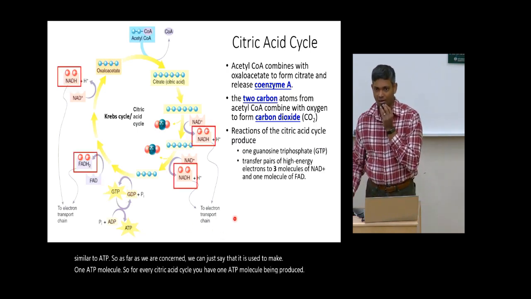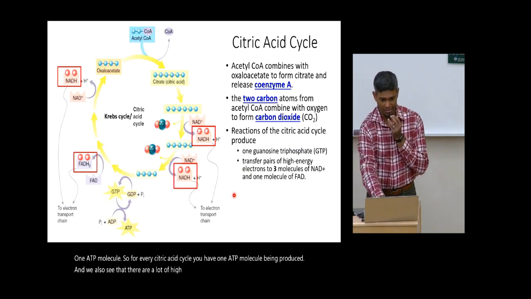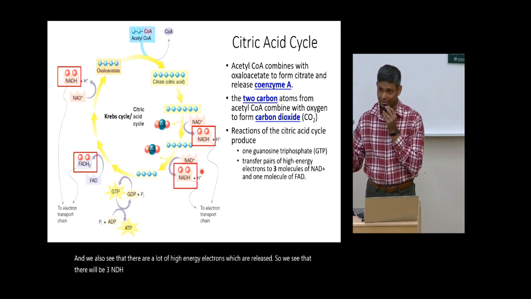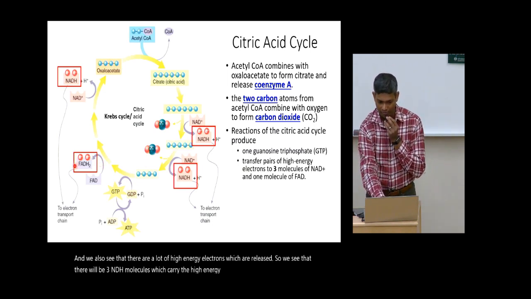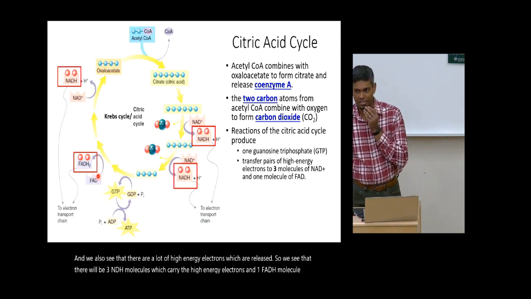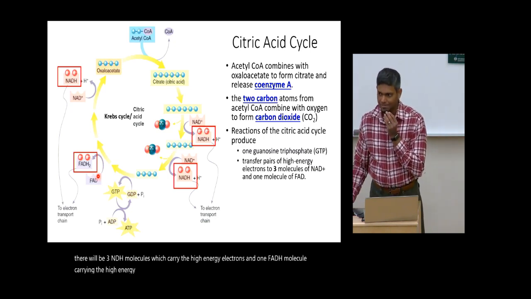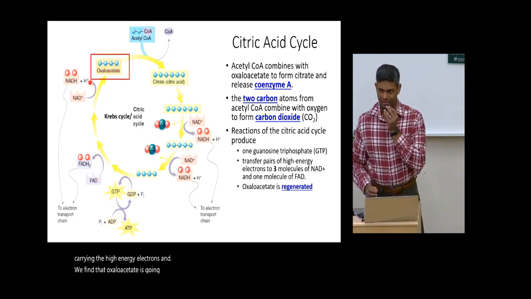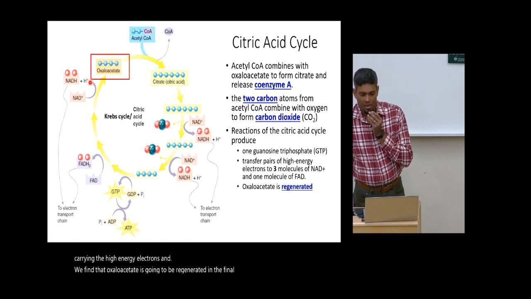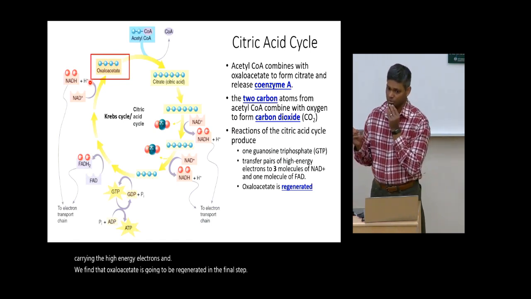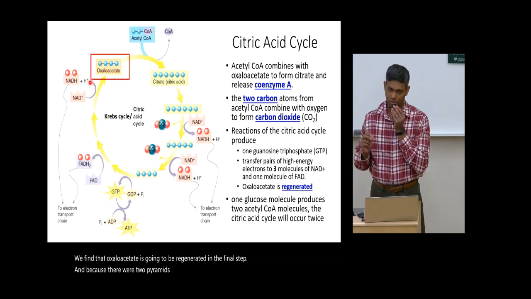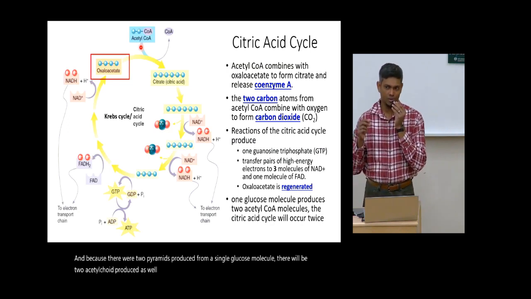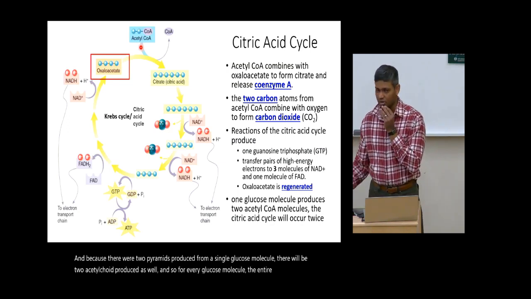And we also see that there are a lot of high energy electrons which are released. So we see that there will be 3 NADH molecules which carry the high energy electrons, and 1 FADH2 molecule carrying the high energy electrons. And we find that oxaloacetate is going to be regenerated in the final step. And because there were two pyruvates produced from a single glucose molecule, there will be two acetyl-CoA produced as well, and so for every glucose molecule the entire citric acid cycle will repeat twice.